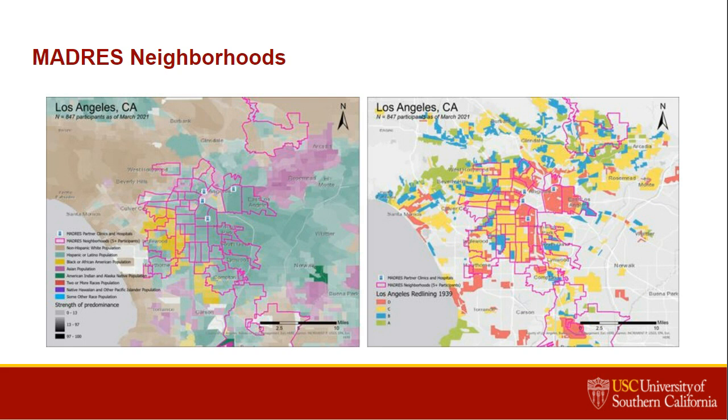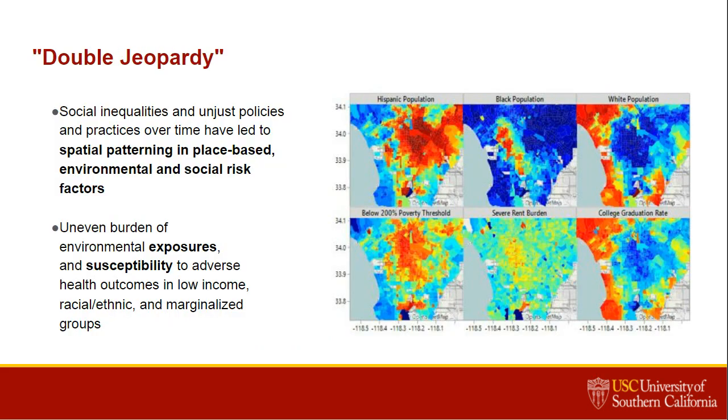And so as you can see in the map, our MADRES neighborhoods also overlap with a lot of those very dark red or yellow zones that were the most redlined, labeled high risk with discriminatory practices back then. And the issue is that even though this wasn't too long ago, the effects of those discriminatory policies have remained over time and have led to us seeing these very strong spatial patterns in what we're calling this double jeopardy that Dr. Bastain explained before.